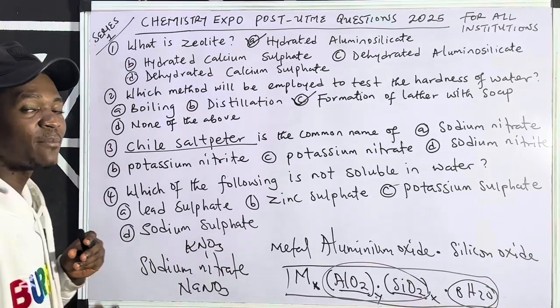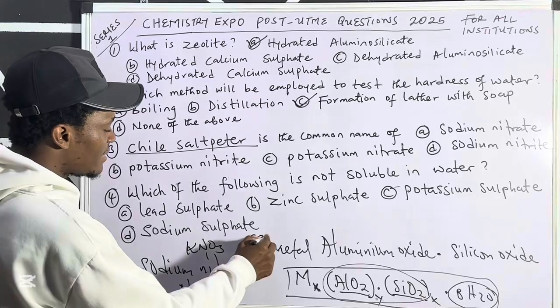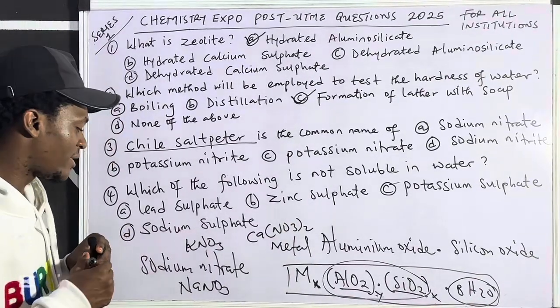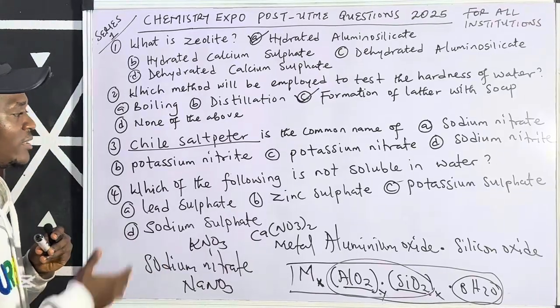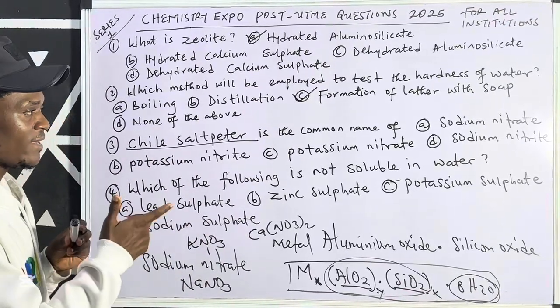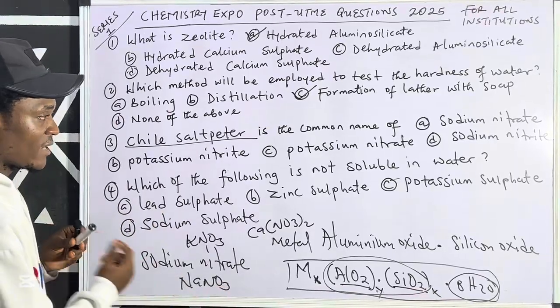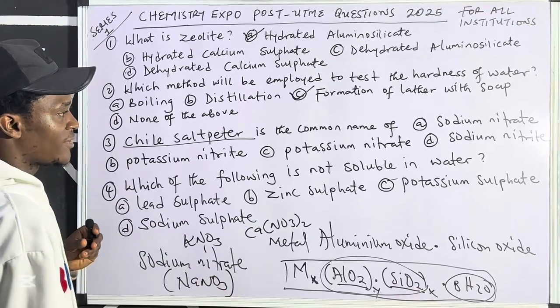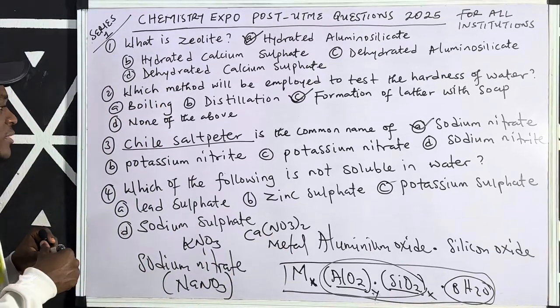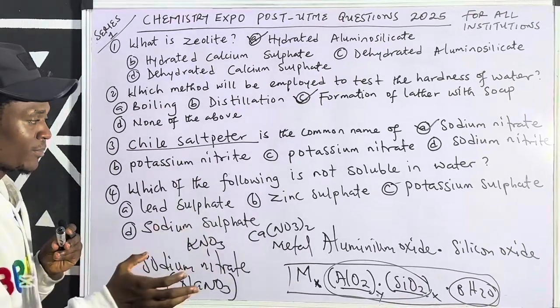Then we have the lime saltpeter, known as Ca(NO3)2, which is calcium nitrate. Alright, since the question is: chili saltpeter is the common name of what? A, sodium nitrate, of course, that's the answer because this is the formula of sodium nitrate. Option A is the answer because option B is potassium nitrite, which is wrong.